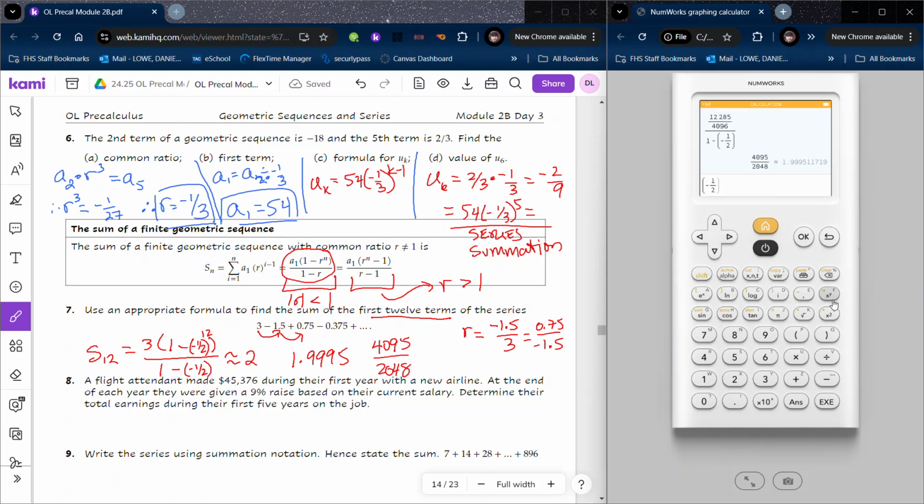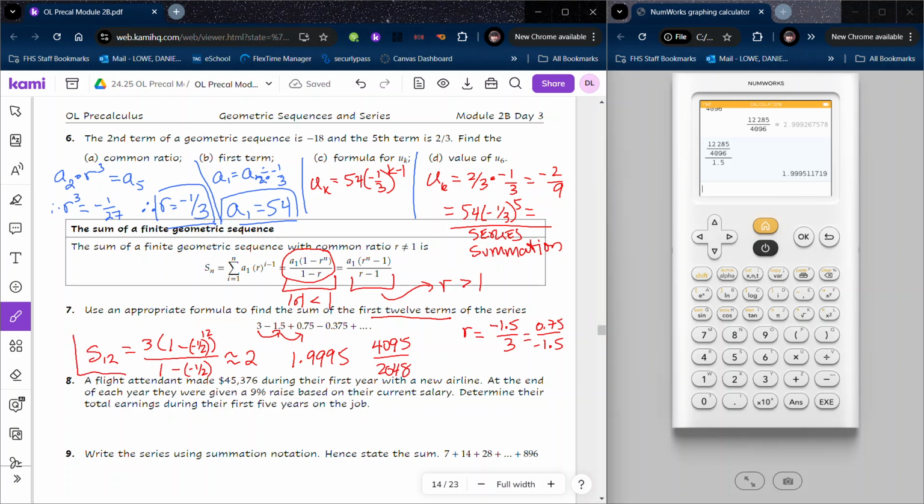Let me take that to the 12th power. Let me do 1 minus that value. Let me take that number and multiply by 3. And then finally, let me divide that answer by 1.5 because 1 minus negative 1/2 is 1.5. And we notice that I get to the same solution.